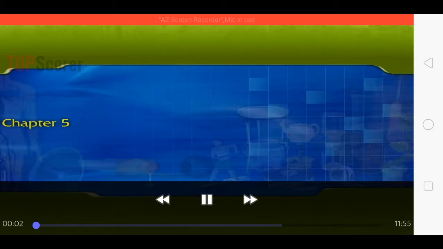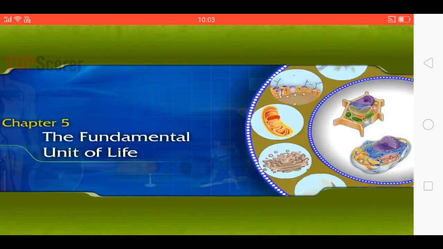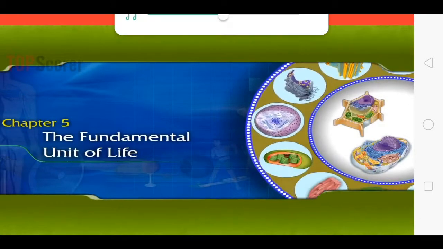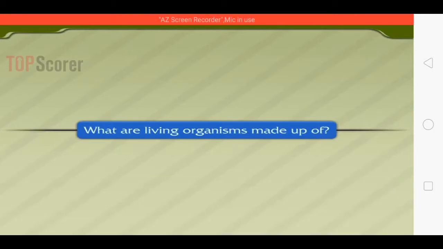Chapter 5: The Fundamental Unit of Life. What are living organisms made up of?